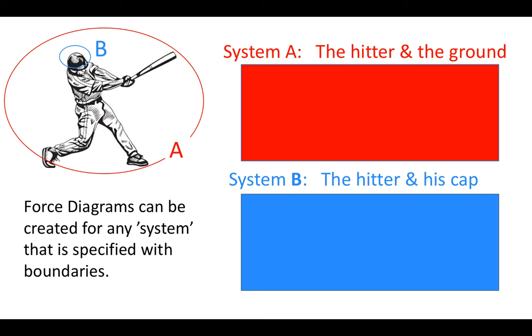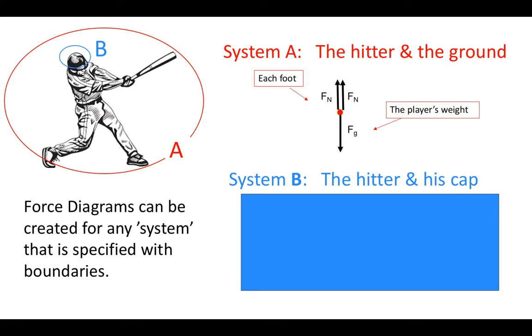So if we look at system A, the hitter and the ground, then clearly the force due to gravity, or the weight, is going to be the combined weight of the batter, his clothes, his helmet, the bat he's holding, etc. So the player's weight and the combined stuff that he's holding, that's going to constitute the FG vector in this force diagram. And then there's going to be a normal force from each foot because he's going to put some of his weight on each of his feet. So here's the force diagram for the hitter on the ground.